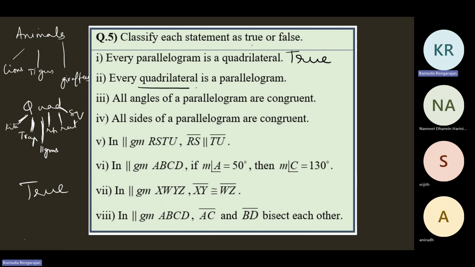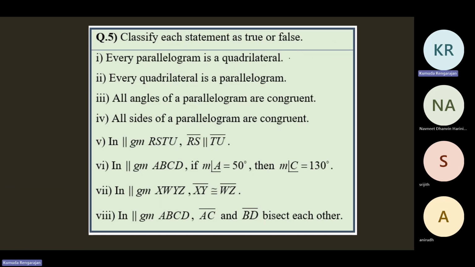Now, every quadrilateral, that means every polygon with 4 sides. Every polygon with 4 sides, you will call it only a parallelogram. True or false? False. Because they can also be a kite or a trapezium or rectangle or rhombus or square. So this is false. The first one is true. The second one is false.